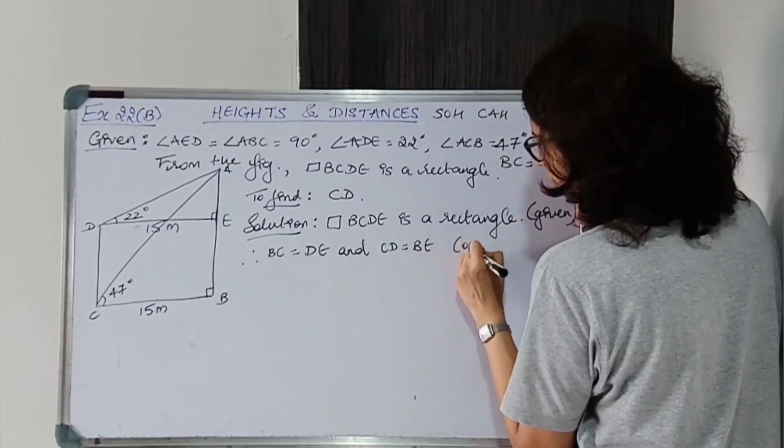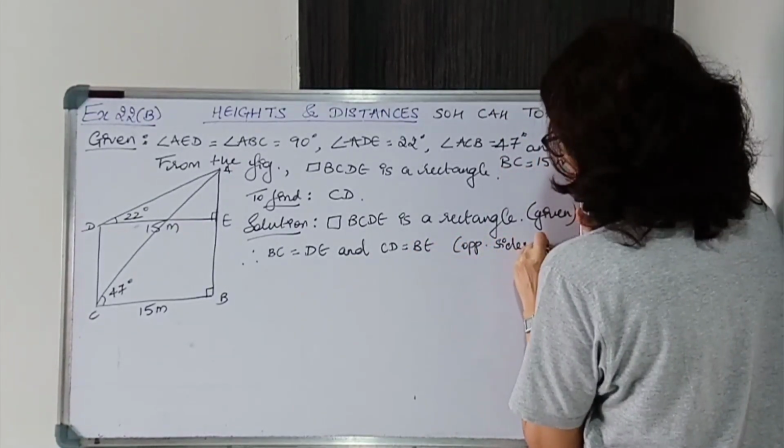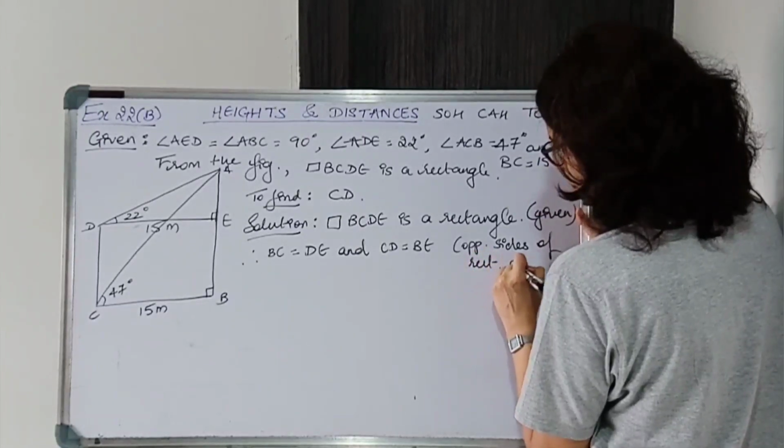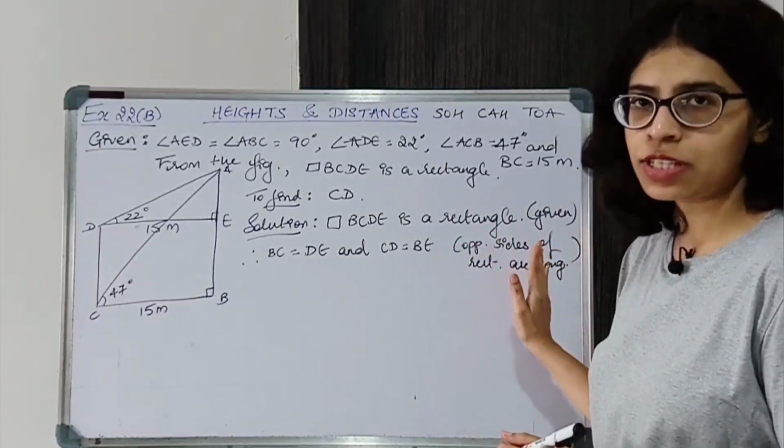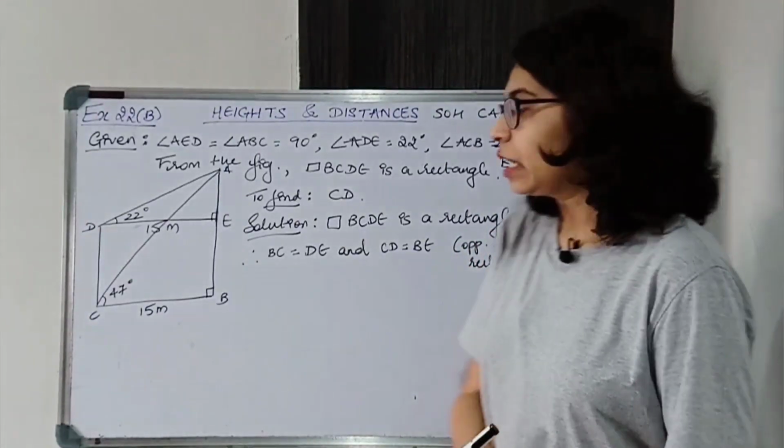Okay, opposite sides of a rectangle are congruent or equal. Don't use short forms, write down the full statement. Okay, you have to write the full words.